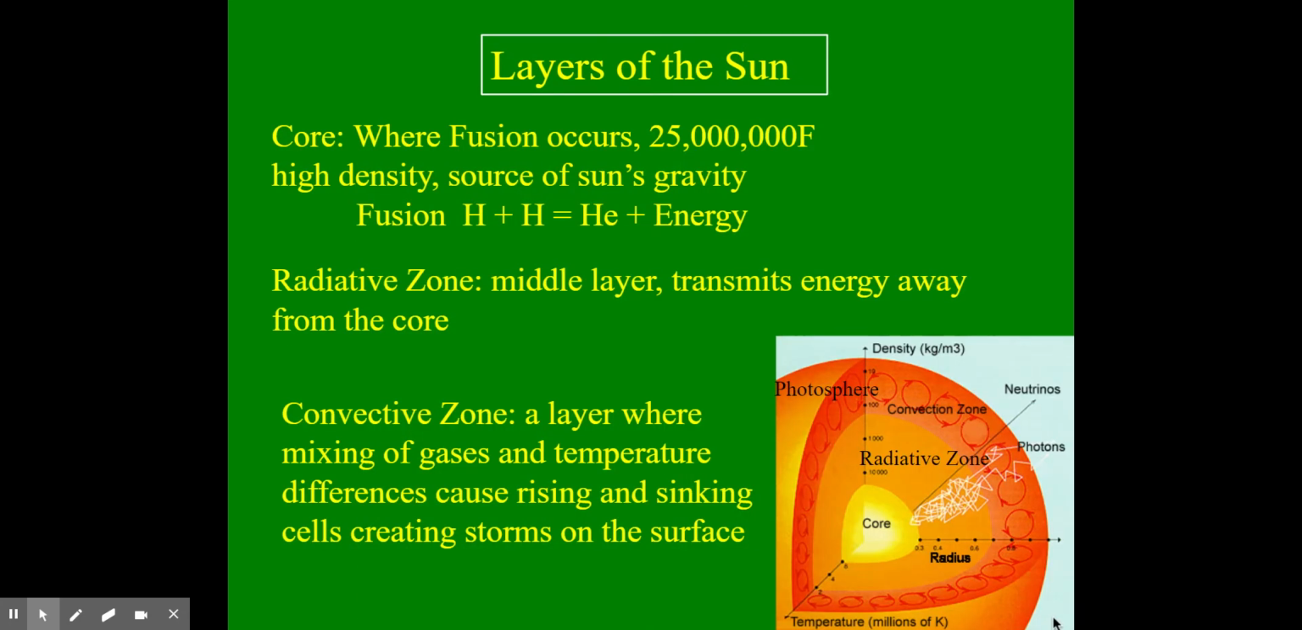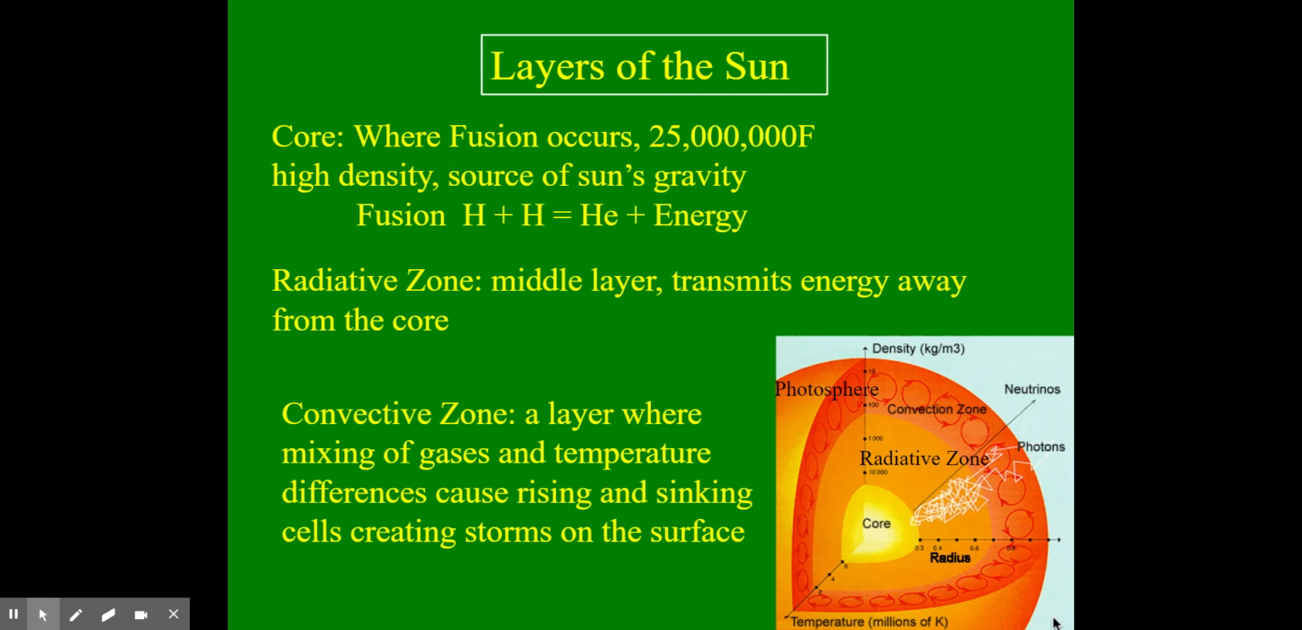Alrighty, so let's talk about these different layers of the sun. First of all, the core. As we talked about with the formation of stars, you have to have that protostar reach 15 million degrees before you can have fusion occur. Well, it turns out that the temperature deep inside our sun is around 25 million degrees. And that 25 million degrees is what's needed to keep that nuclear fusion happening. Hydrogen and hydrogen combining to form helium and releasing a whole bunch of energy.